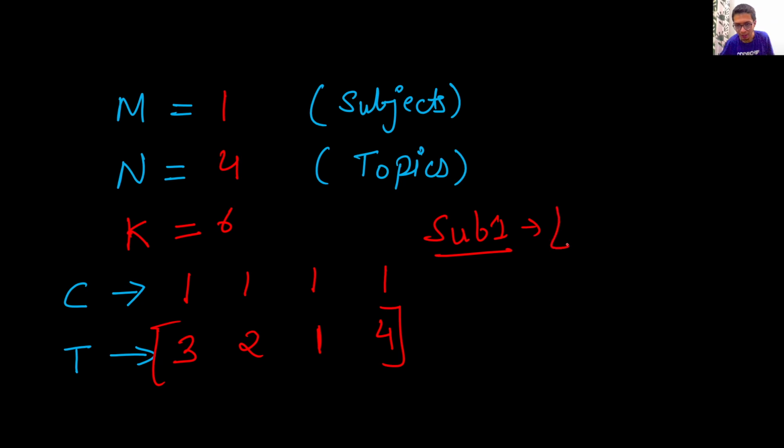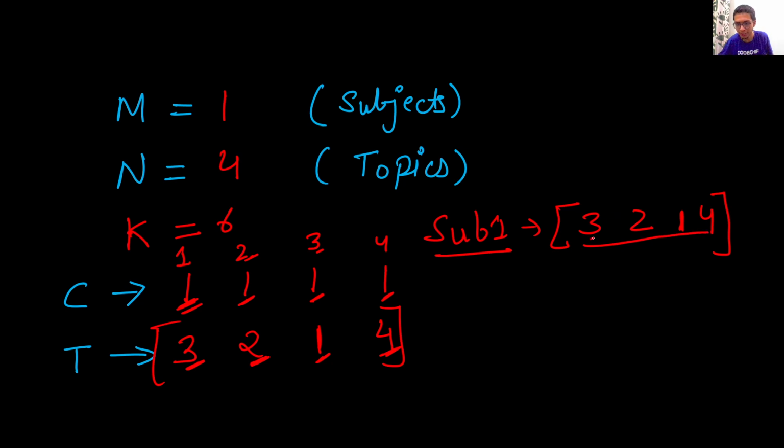So I'll create an array that would simply store the time required to complete a topic that belongs to this particular subject. So this topic number 1 belongs to this subject 1. So the time required over here is 3. So I'll simply store 3 over here. The topic number 2 belongs to subject 1. So the time required for this is 2, right? So I'll write 2 over here. Topic number 3 belongs to subject 1 and this requires 1 hour just, right? So I'll write 1 over here. And similarly, topic number 4 also belongs to subject 1 and this requires 4 hours, right? So I'll write 4 over here, right?